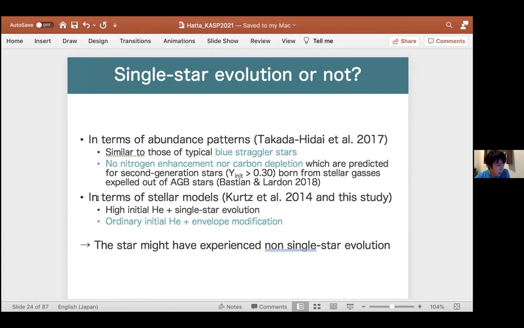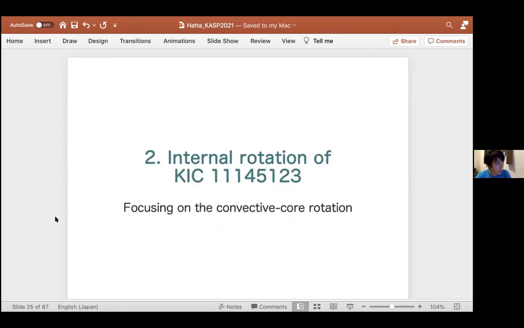In this study, we can successfully construct a non-standard model of the star to explain the frequencies. Combining these points, we are now considering that the star might have experienced non-single star evolution. Then I'm going to talk about internal rotation of the star, focusing on the convective core rotation.